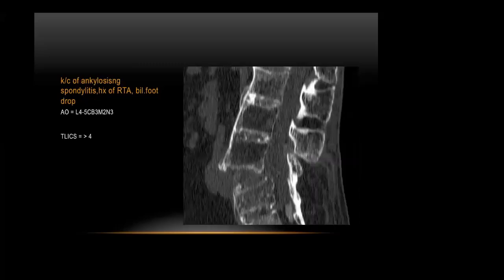Okay, what do you see in this one? Ankylosing spondylitis, RTA, bilateral foot drop. Sir, at the level of L4 L5 there is translation, and along with that there is also a hyperextension injury at the same level. And once again there are comorbids, ankylosing spondylitis or anything like that, and there is severe neurological deficit, probably paraplegia or foot drop at this level.